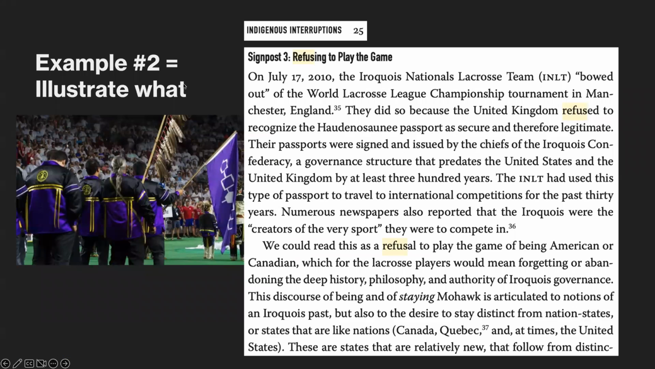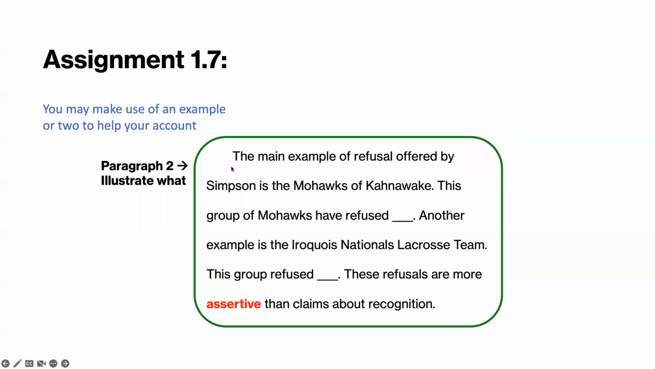Okay, the second example, what's a possible second or a different example, is the Iroquois national lacrosse team, who bowed out of this tournament because the United Kingdom refused to recognize their passport and wanted them to use a Canadian or an American passport. That's the other example that she provides. You could talk about that.